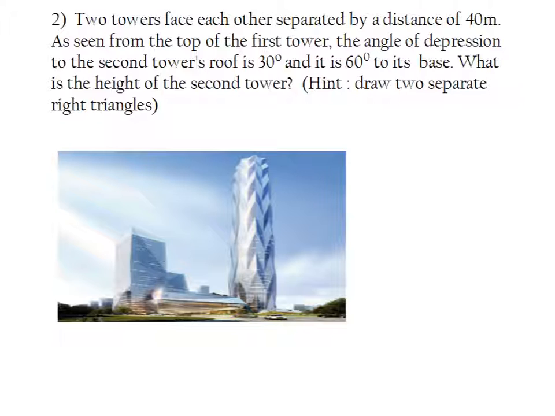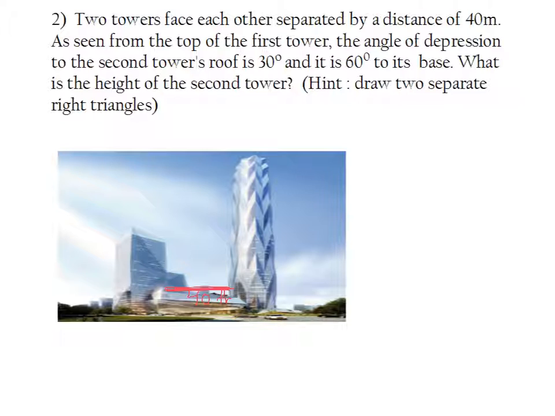This one's a little trickier, though. It says two towers face each other, separated by a distance of 40 meters. So these two towers have a distance across from one another of 40 feet. As seen from the top of the first tower, the angle of depression to the second tower's roof is 30 degrees. And it's 60 degrees to its base.